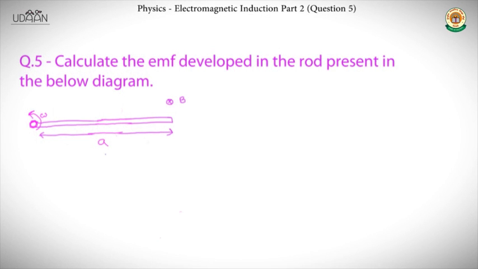So question number 5 says calculate the EMF developed in the rod present in the below diagram. Basically we are given a rod, its angular velocity is given as omega, its length is given as a, and B being the magnetic field goes into the plane of the paper, and we have to calculate the EMF of this rod. Let's see how we'll proceed in it.